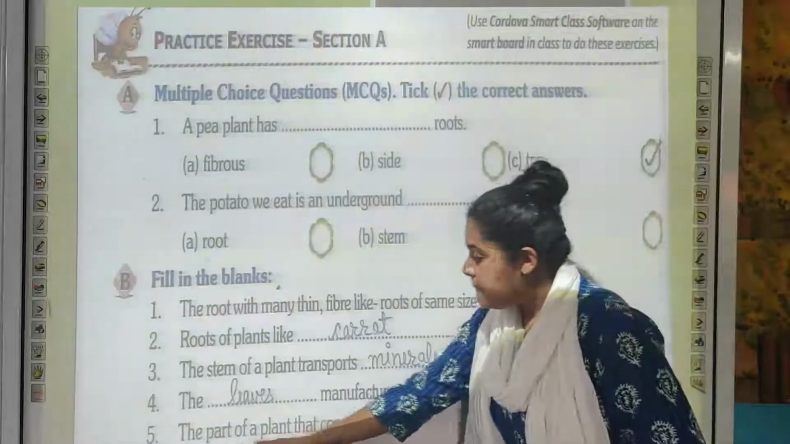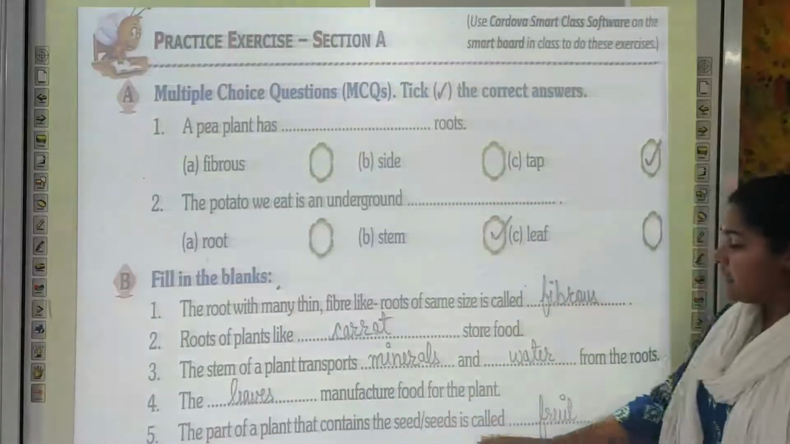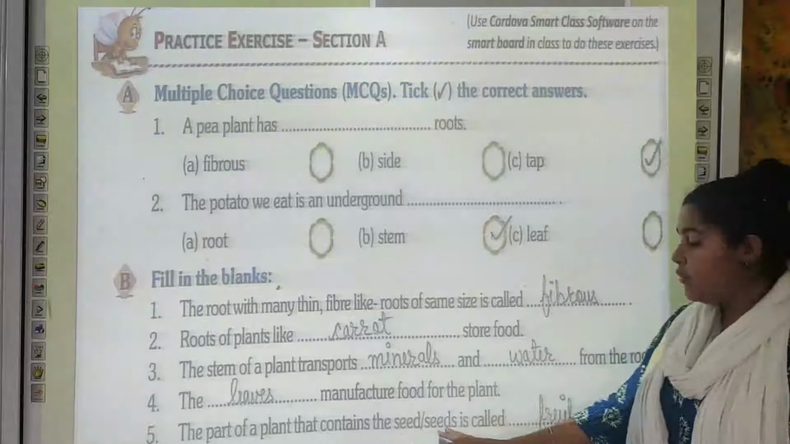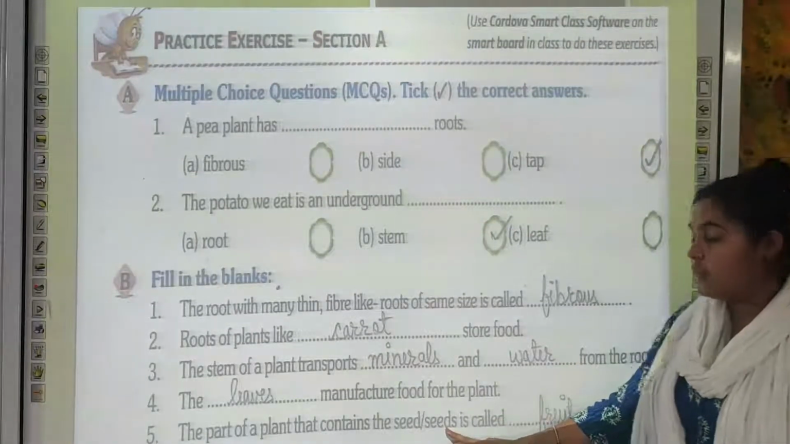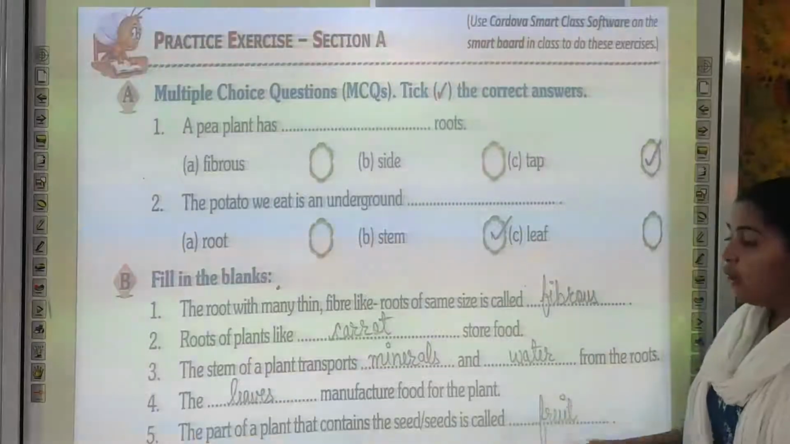The next is, the part of the plant that contains the seed, a single seed or more seeds. A single seed, for example in mango, and more seeds like in apple and watermelon. So that is called the fruit.